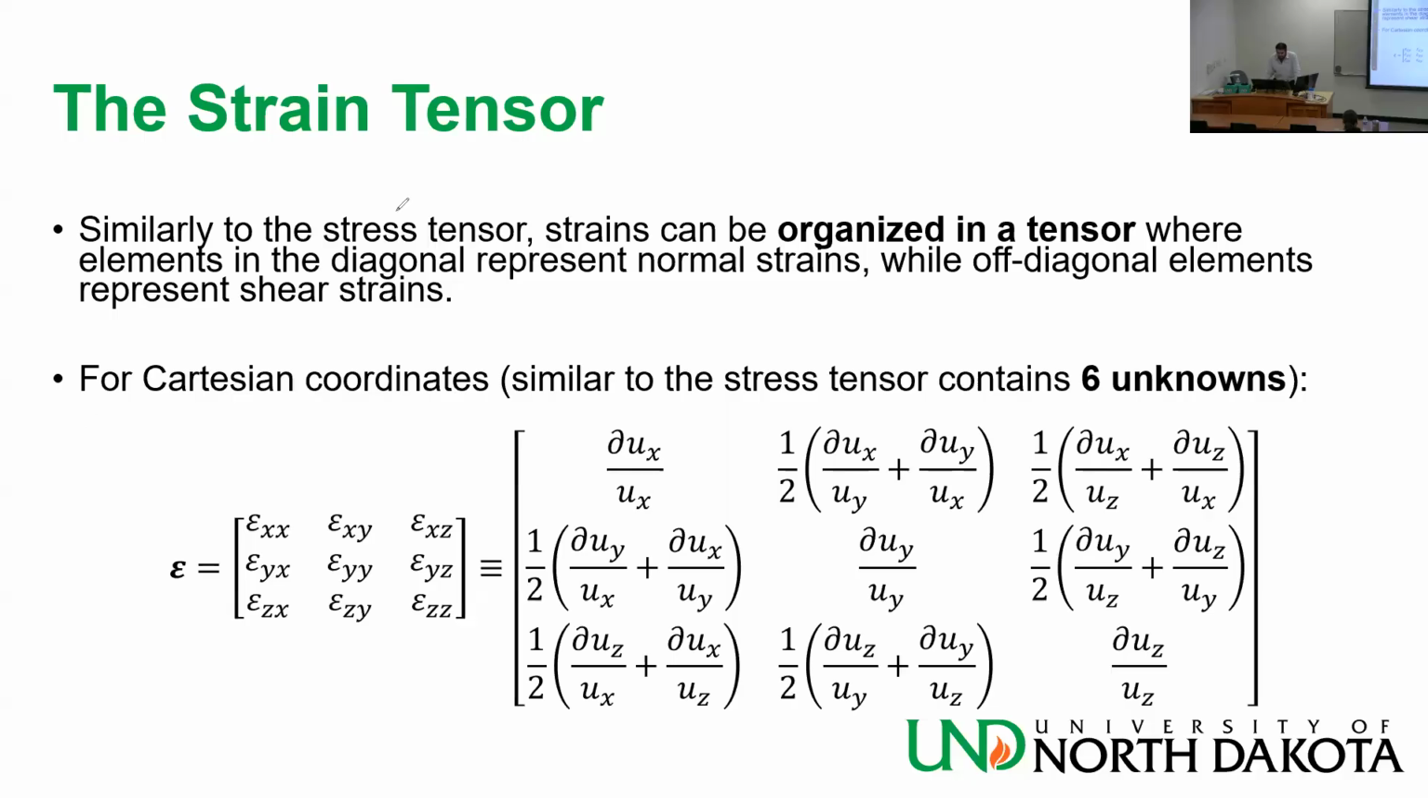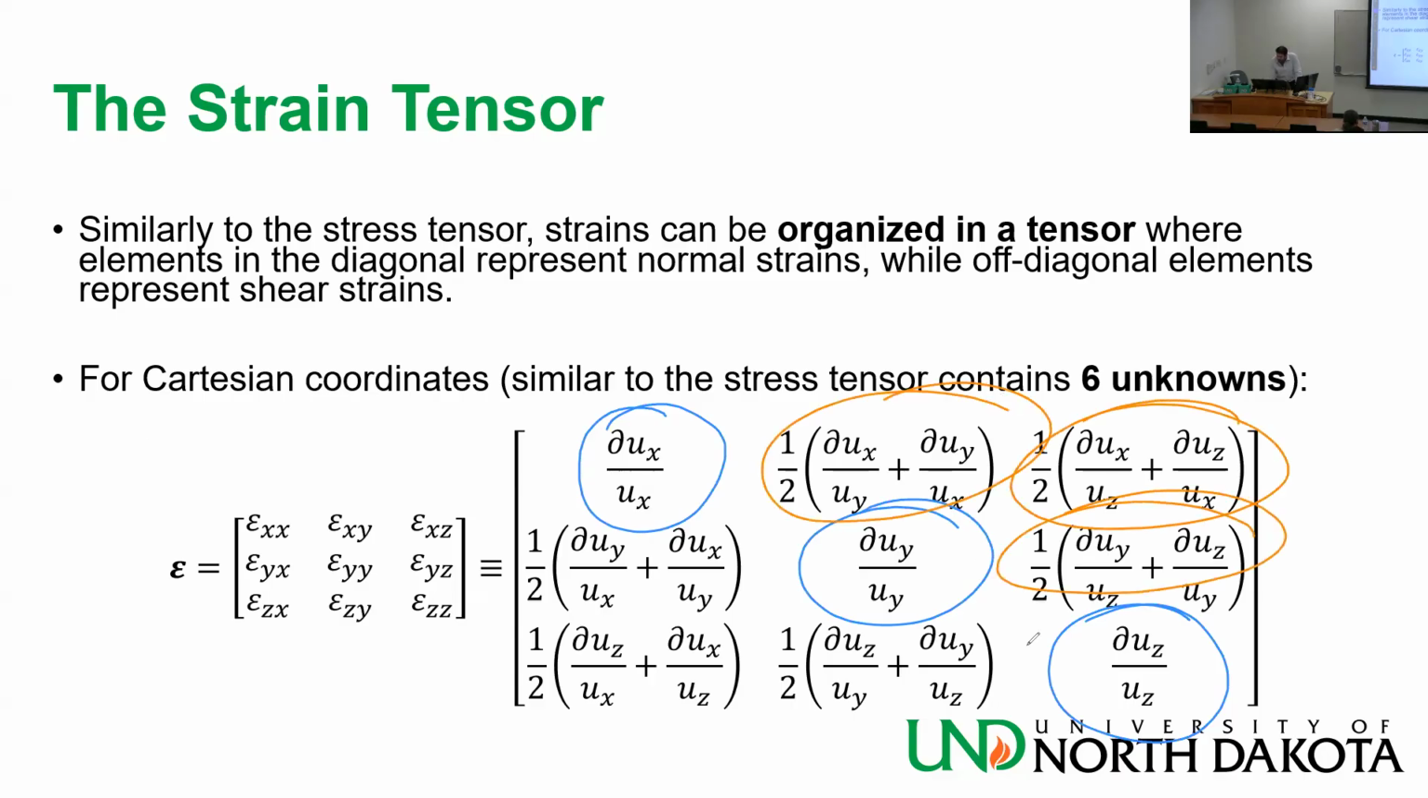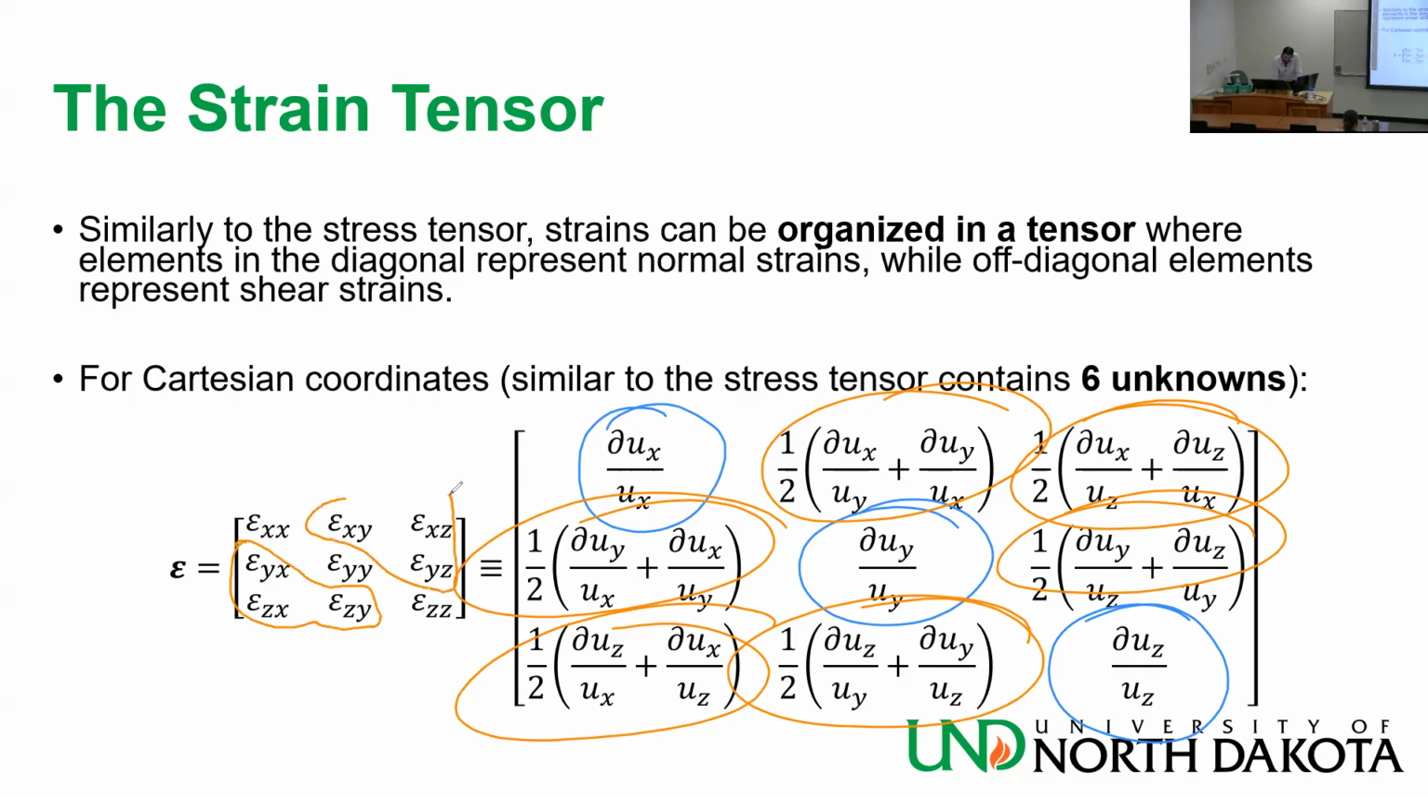Let me draw. I think it was blue that I did the stresses, the normal stresses, and then I used orange for the shear stresses. This is shear. This is shear. This is shear. These are shear. Now, if you use gamma instead of epsilon for the shear, this orange is going to be gamma, basically. Just like for stresses, it won't be sigma, it will be tau.